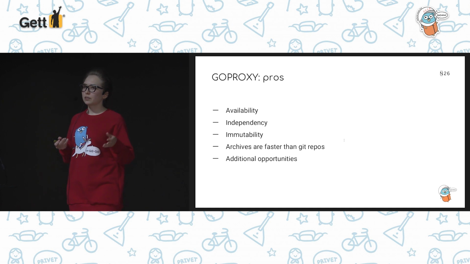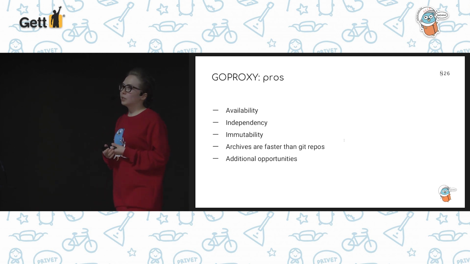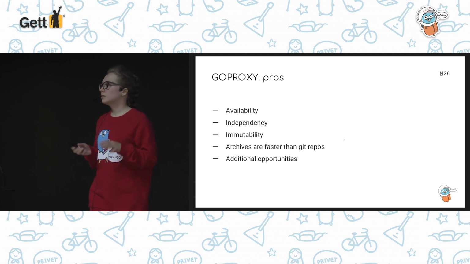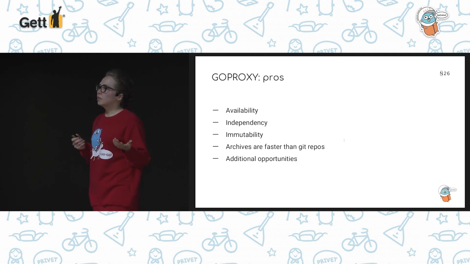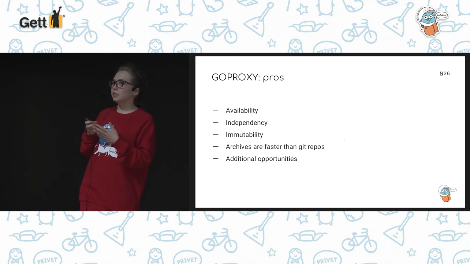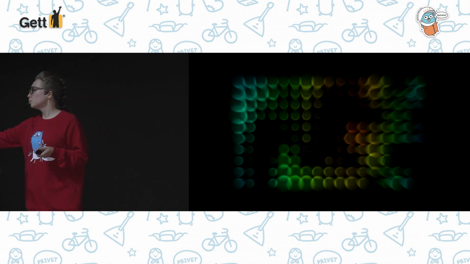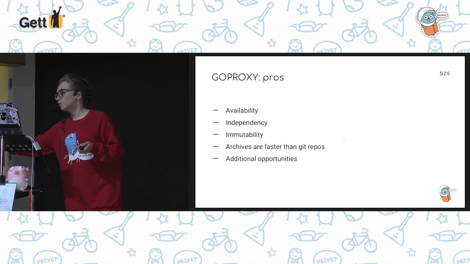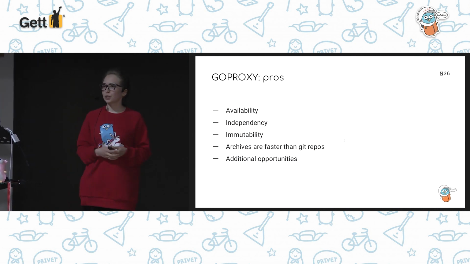Another thing is immutability. With GitHub, we may have a force push, and our library cannot be guaranteed to be immutable. But if we use GoProxy, we can have this guarantee, which is good, if we want to be completely sure that nothing changes overnight without us knowing. Even if there is a force push, you can always have the right version of the library available to you at all times.